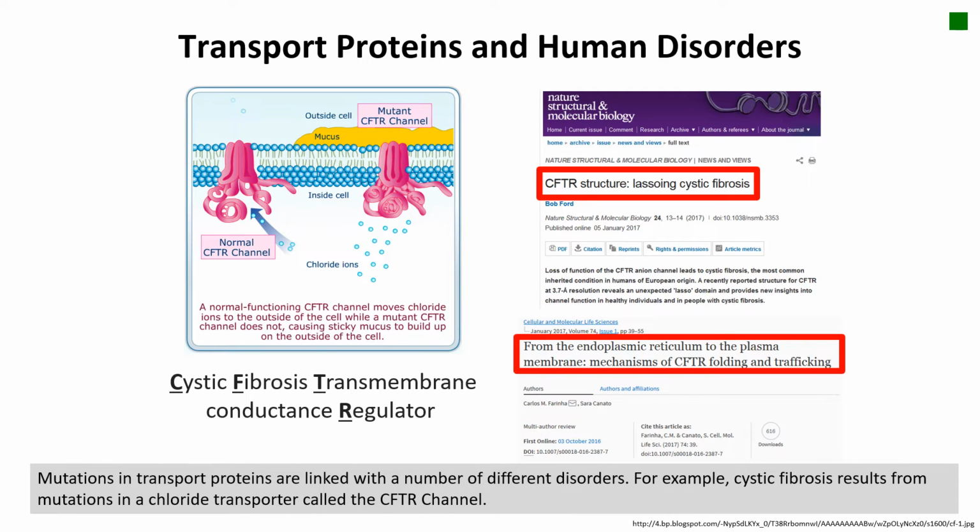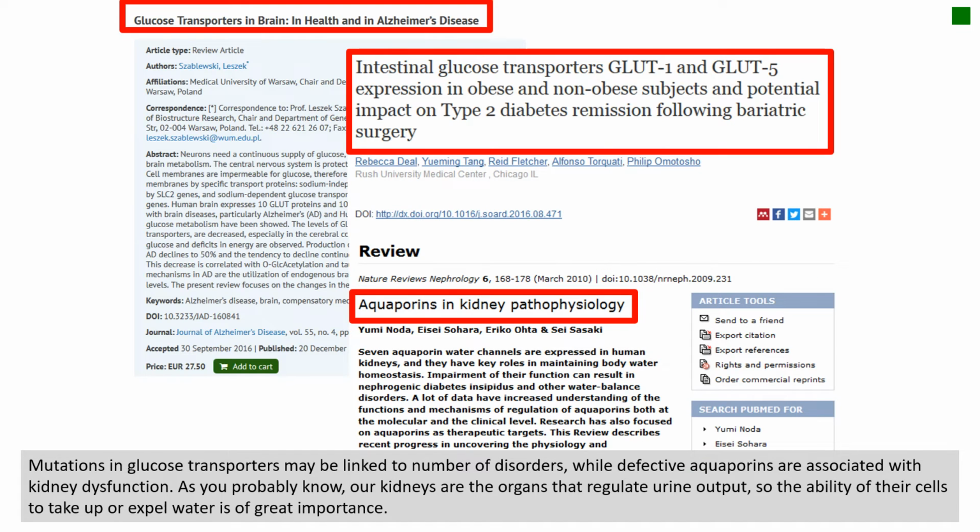Mutations in transport proteins are linked with a number of different disorders. For example, cystic fibrosis results from mutations in a chloride transporter called the CFTR channel. Mutations in glucose transporters may be linked to a number of disorders, while defective aquaporins are associated with kidney dysfunction. As you probably know, our kidneys are the organs that regulate urine output, so the ability of their cells to take up or expel water is of great importance.